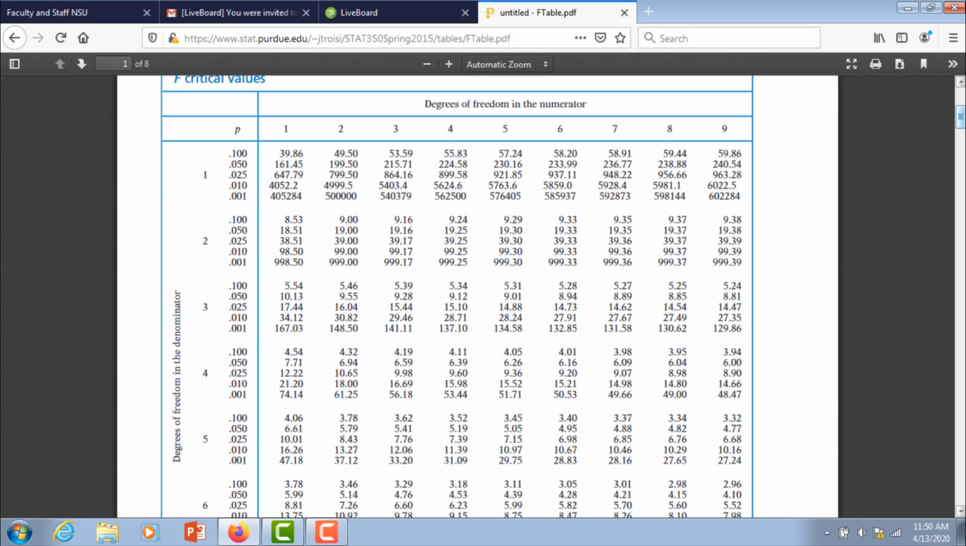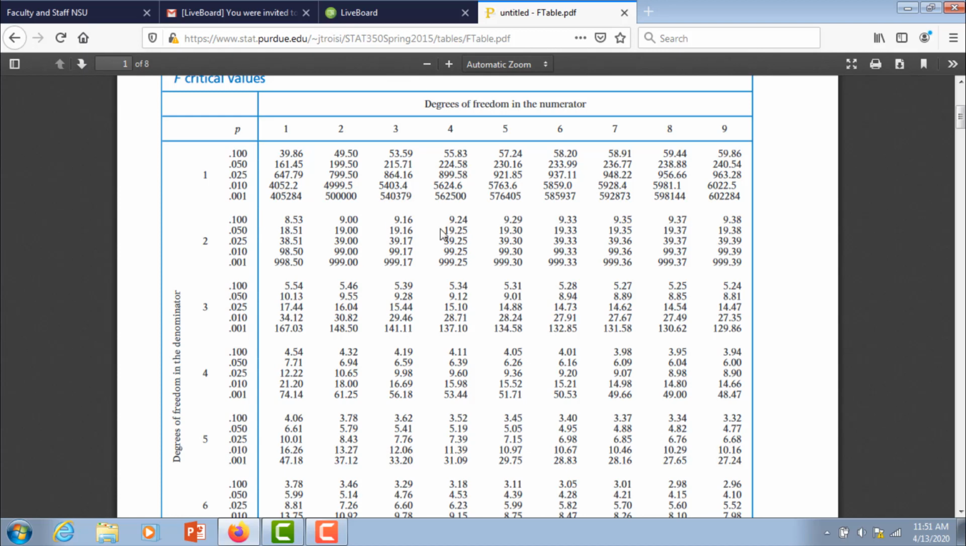And what you would do is come to this table and utilize the probability or the alpha level that was given to you for the problem. Let's say it was 0.05. Okay. And utilizing your degree of freedom between and within, you would determine the F critical value that you would use to determine significant difference. Okay.